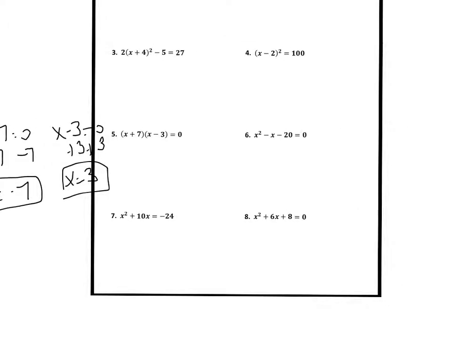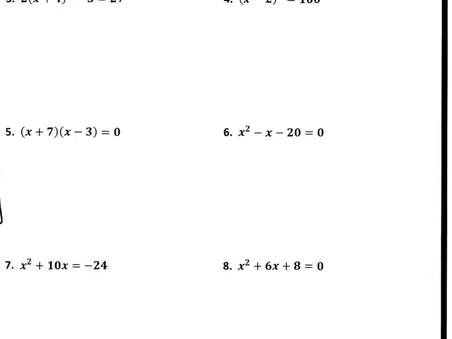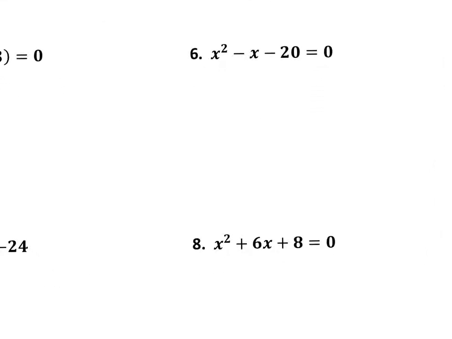x squared minus x minus 20. Okay, so let's zoom in here so we can see what's going on. Remember, if the lead coefficient is 1, which it is in this case, I need two numbers that multiply to c, which is negative 20, and add to negative 1, which is b. Going through some factors, 2 and 10, no, 1 and 20, nope. Let's see any other factors of 20. Well, 5 and 4, those are 1 unit apart, so they probably add to negative 1.